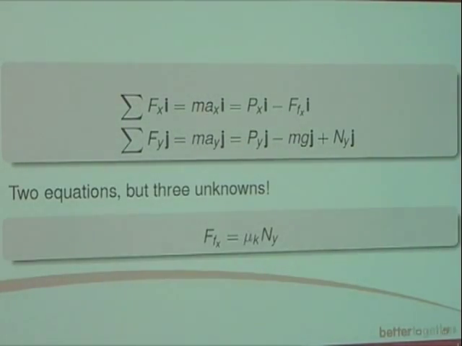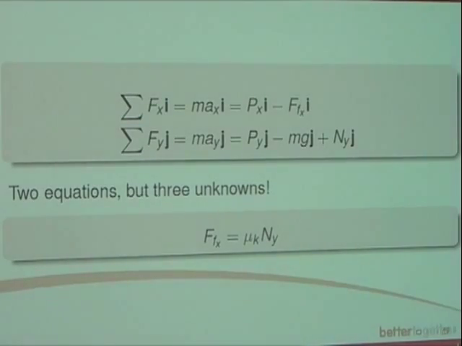Well, there is a third equation, and that third equation relates the friction force with the normal reaction force. And we saw this last week. The friction force is going to be the coefficient of friction, which is this character here, mu, multiplied by the normal reaction force. And so with this third equation, we've then got three equations and three unknowns. And so we can set about solving for the acceleration.